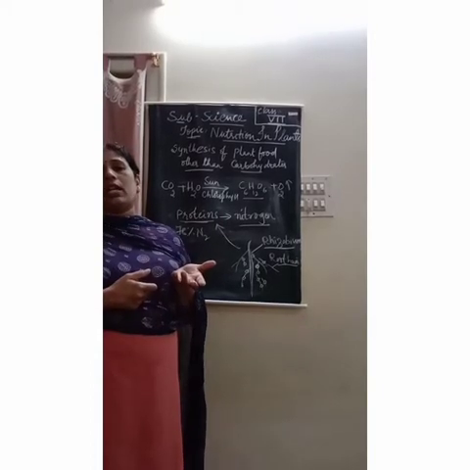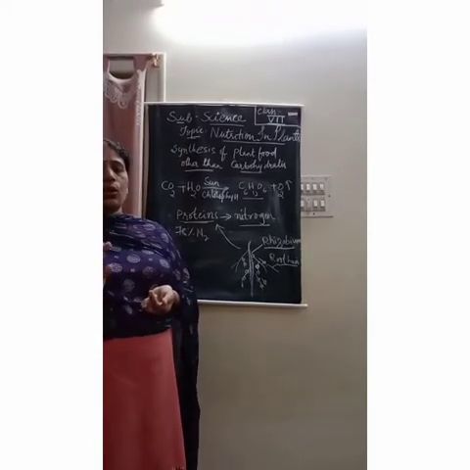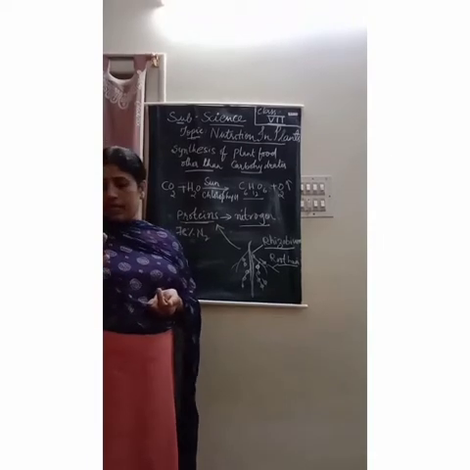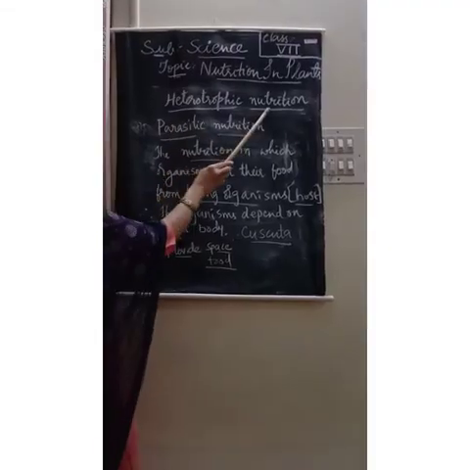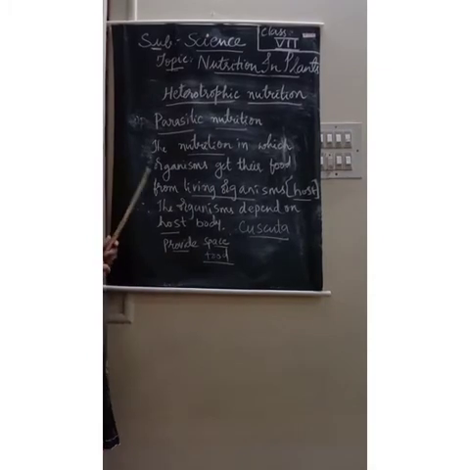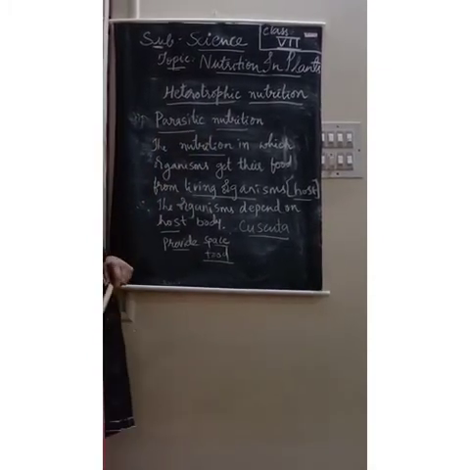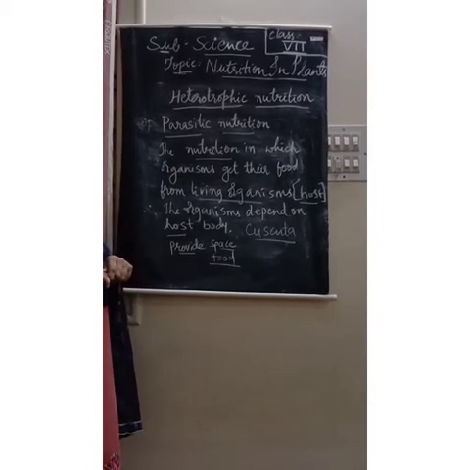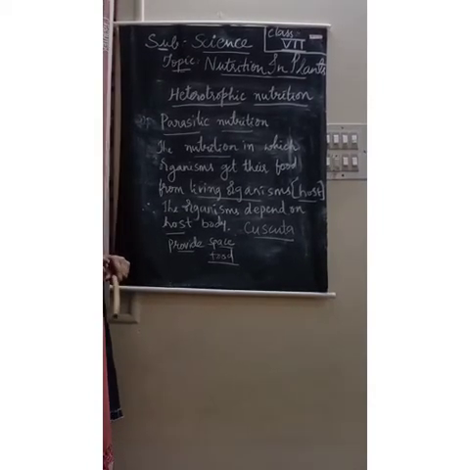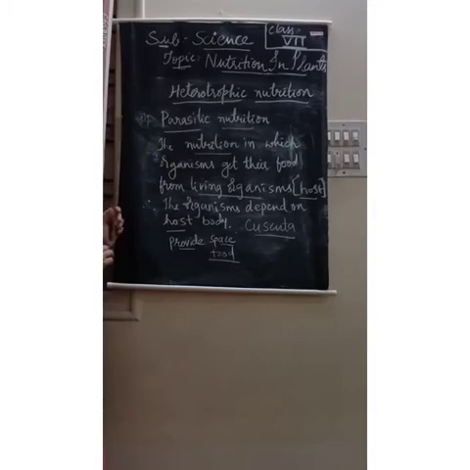Heterotrophic nutrition. Based on that, we are going to classify three types, children. Heterotrophic nutrition consists of three types. One is called parasitic nutrition, another one is called saprophytic nutrition, and one more is holozoic nutrition. Let us understand one by one.